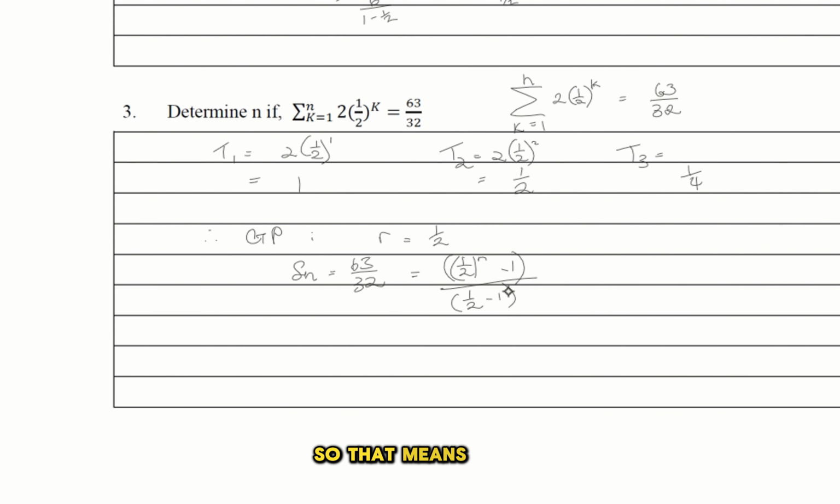So that means I have 63 over 32 equals (1/2) to the power of n minus 1, the whole thing here. But then I have negative half there. How do I get rid of the negative half? I multiply with negative half on this side, and it cancels out. That's simple.